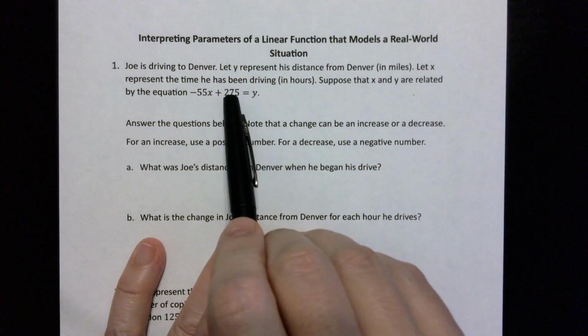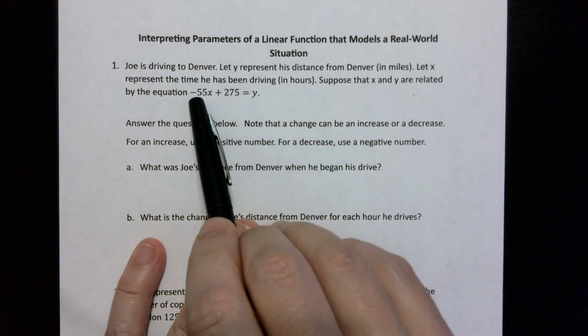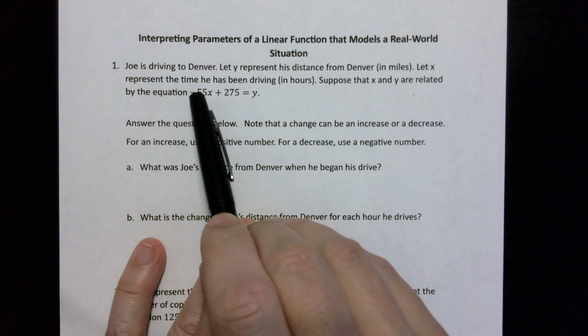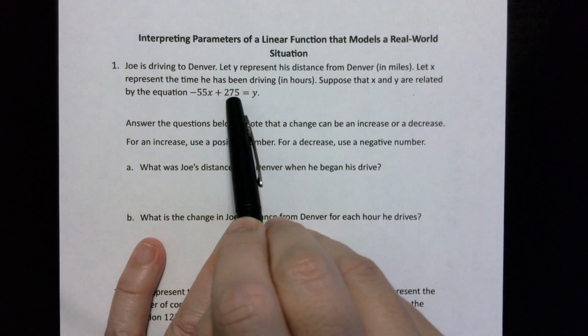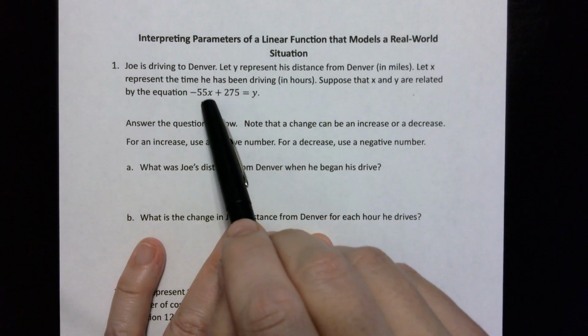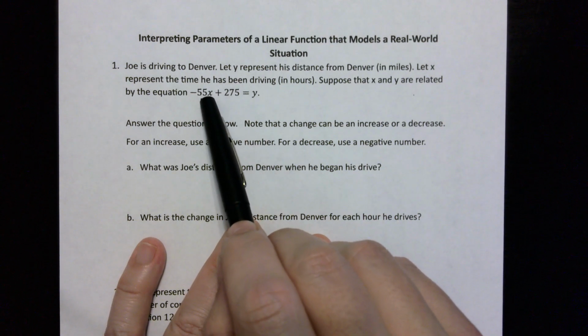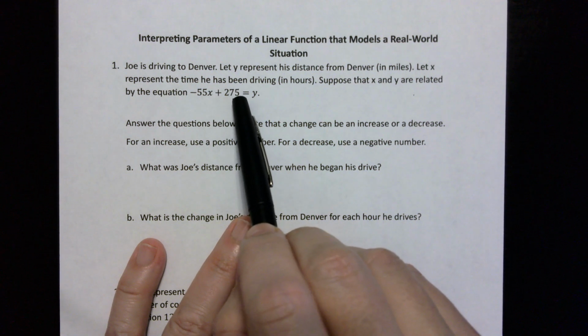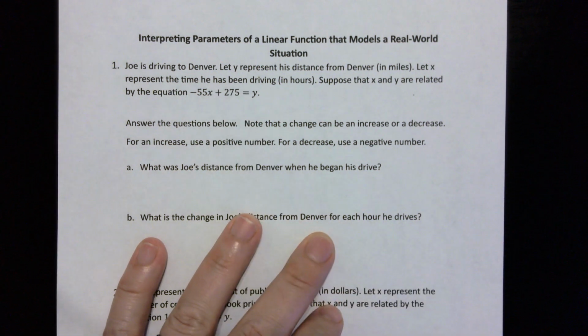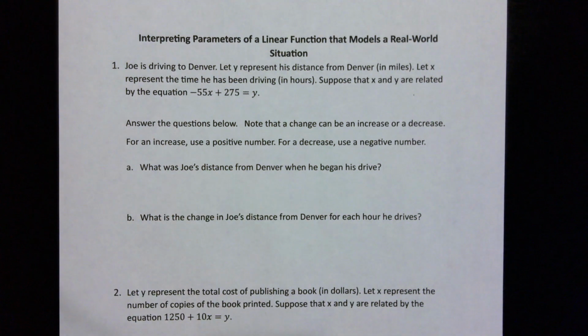Okay, so this is a linear equation. I know the y is on the wrong side, but it could be y equals mx plus b. This is our slope. This is our y-intercept. Notice that the miles is negative. That's because as time passes, he's taking miles away from this 275 miles, which is the total distance to Denver.